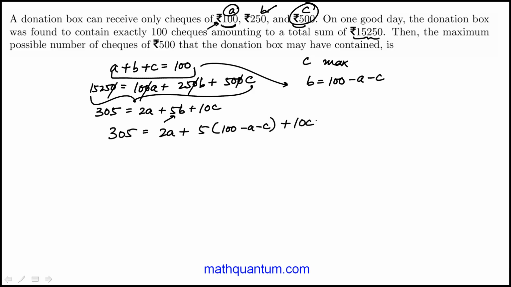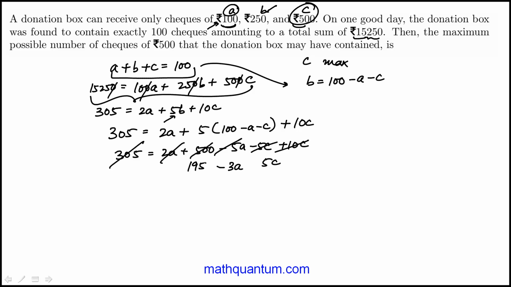Here, note that A, B, C are integers, so there will be some constraint. So that becomes 500 minus 5A minus 5C plus 10C. This becomes plus 5C. That becomes minus 3A. And that becomes 195 here, and that's equal to 0. So if I isolate 3A, it becomes 5C plus 195. A is 5/3 C plus 65.